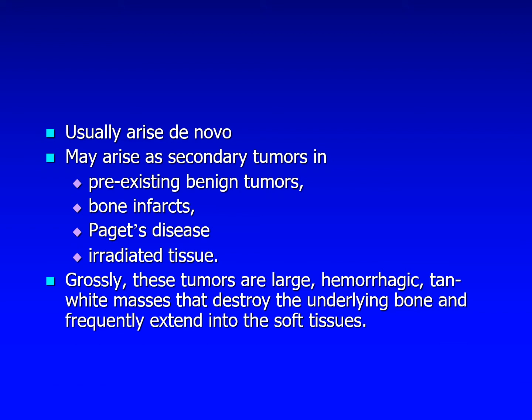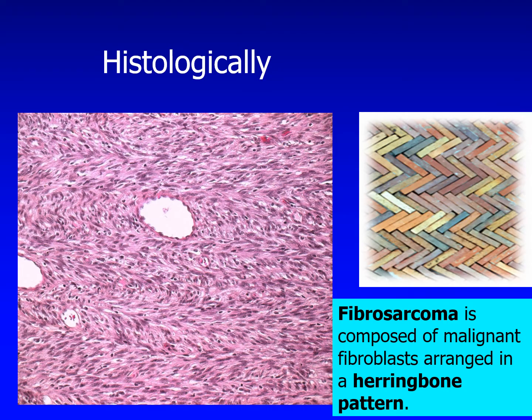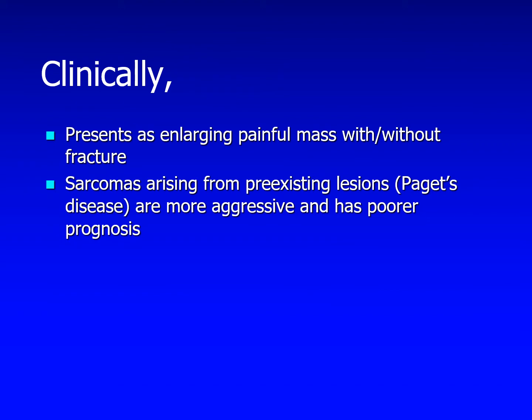Grossly, these tumors are large, hemorrhagic, tan-white masses that destroy the underlying bone and frequently extend into the soft tissue. Fibrosarcoma usually has this herringbone pattern, which is seen in this picture. It has this central area, and you can imagine that the bone is jutting from the central area, similar to this mosaic. It usually presents as an enlarging painful mass with or without fracture. Sarcomas arising from pre-existing lesions, such as Paget's disease of the bone, are more aggressive and have a poorer prognosis.